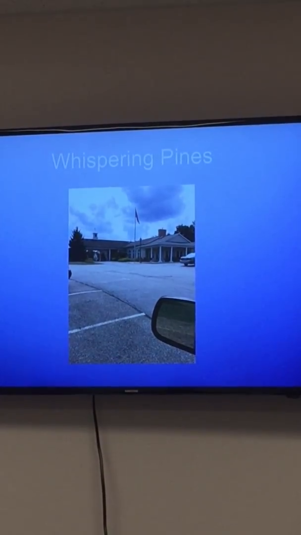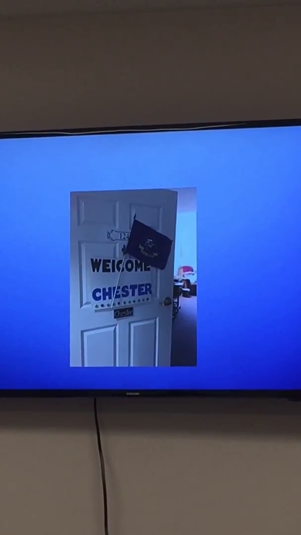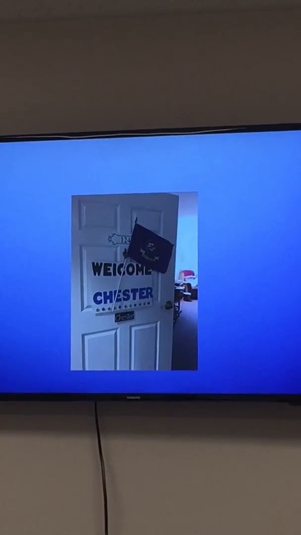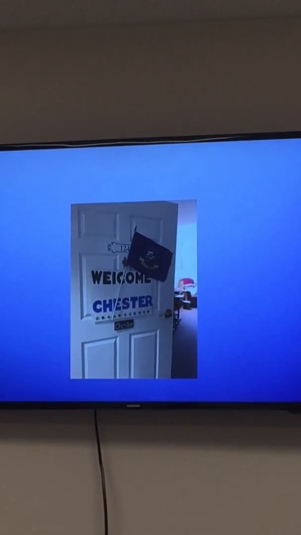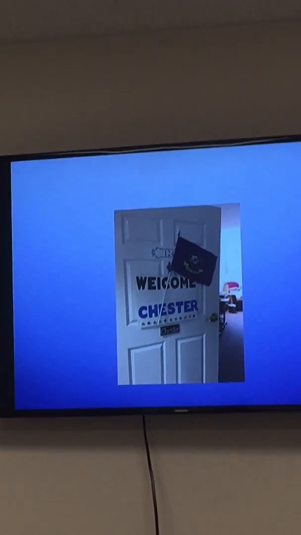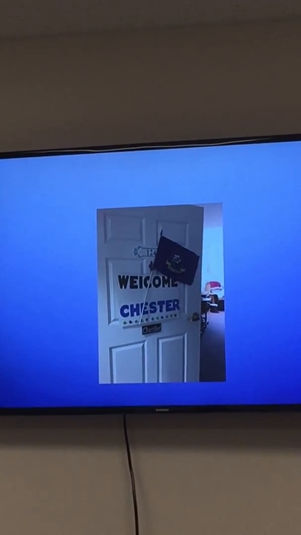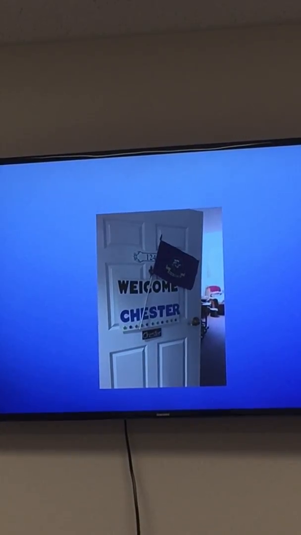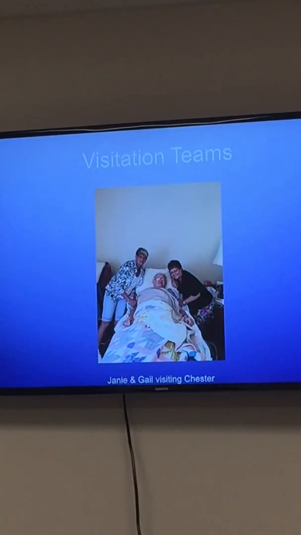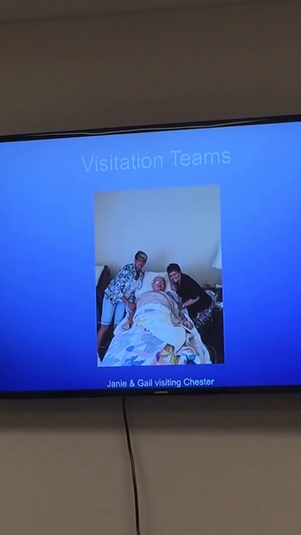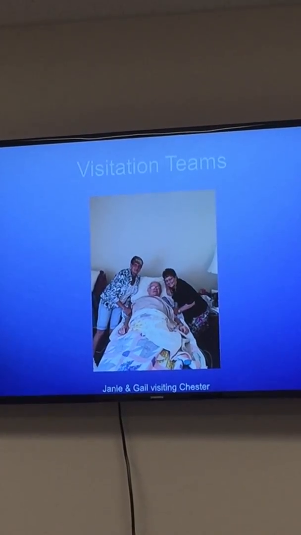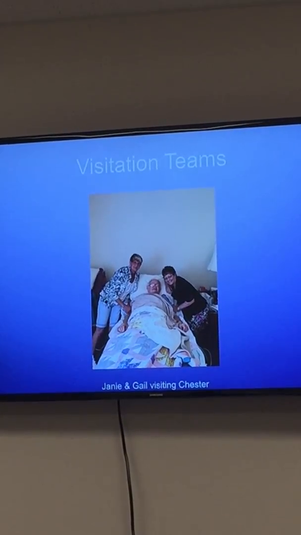This is outside of it. Chester was a veteran of the Navy, and you can't see that from the camera, but that flag is a Navy flag. It has a ship on it, and it says United States Navy, which was very important to Chester. That is Trouble in Trouble visiting Chester, otherwise known as Janie and Gail.